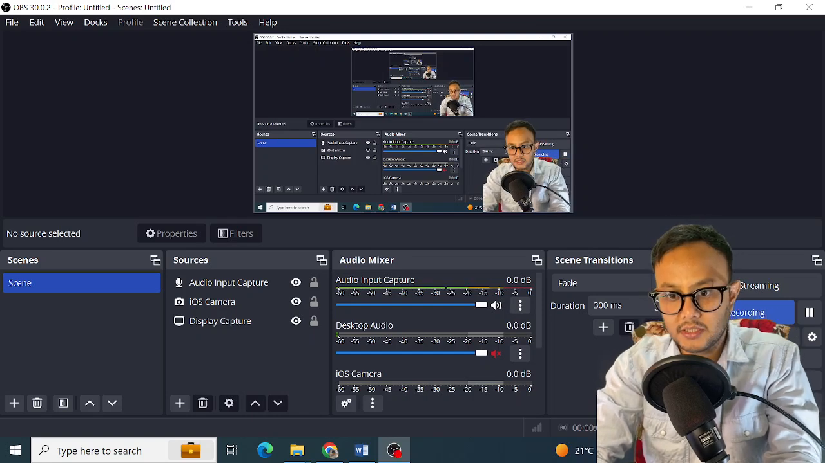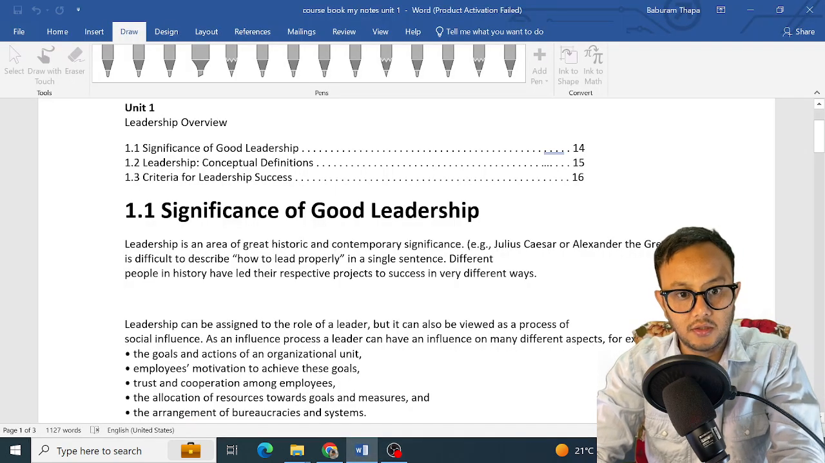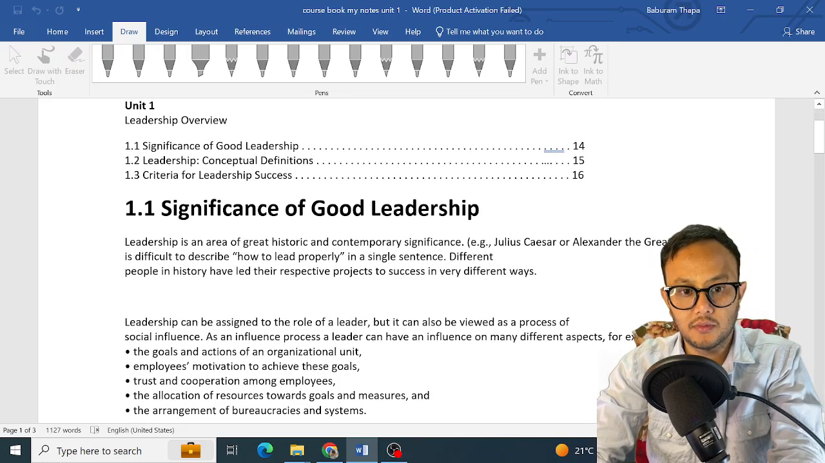So let's start some leadership notes. I'm going to share some leadership notes. The chapter is the leadership overview. Unit 1 is leadership overview.